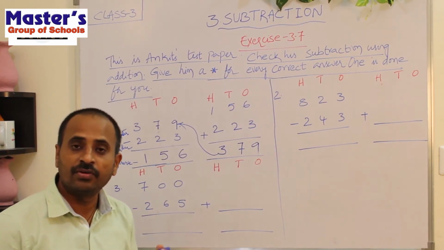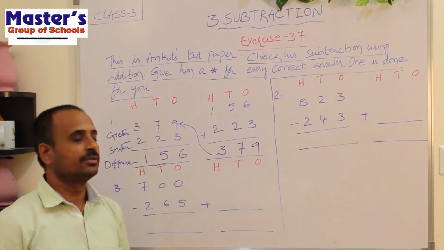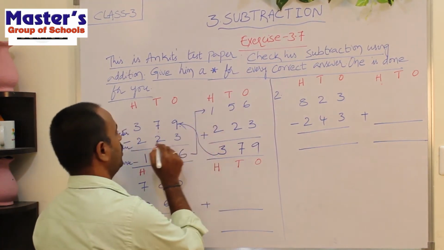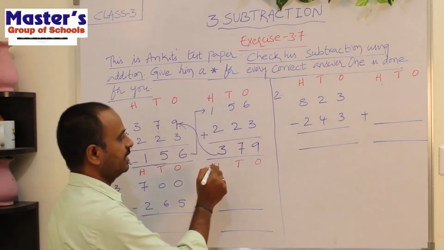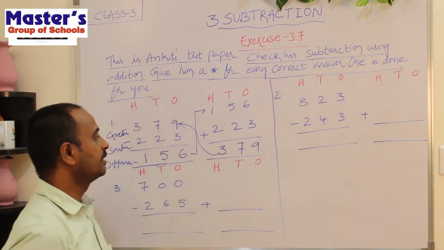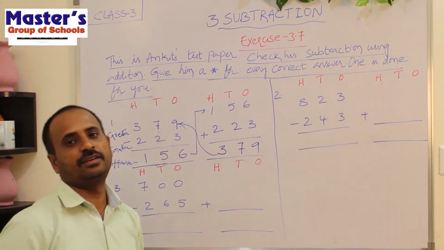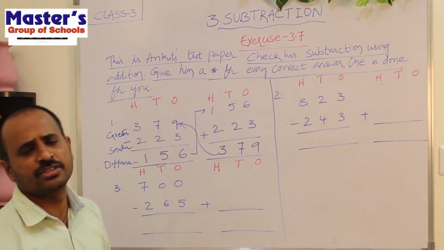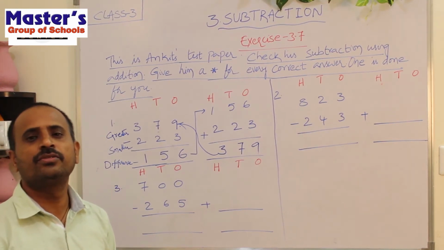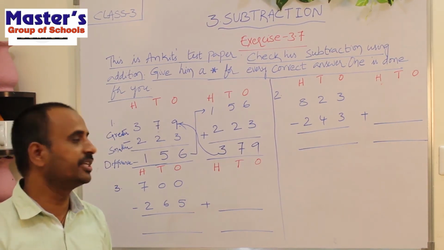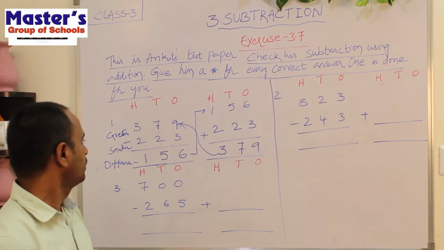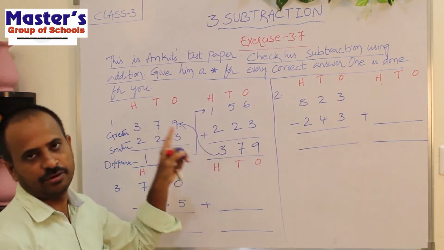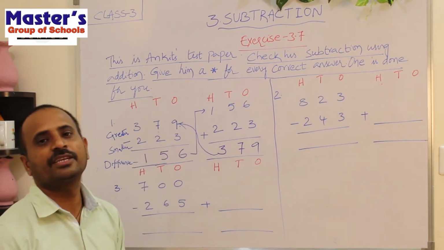So our subtraction is correct. Here we have added the smaller number to the difference and we have got the greater number. Then our subtraction is correct and our answer is verified. So in this way we can verify our subtraction by using addition. So while verifying or checking, we have to add the smaller number to the difference, then we will get a greater number. So then our subtraction is correct.